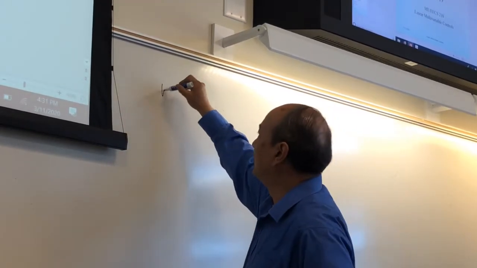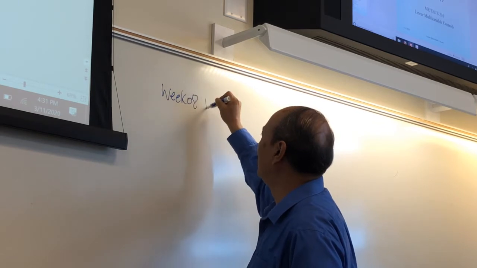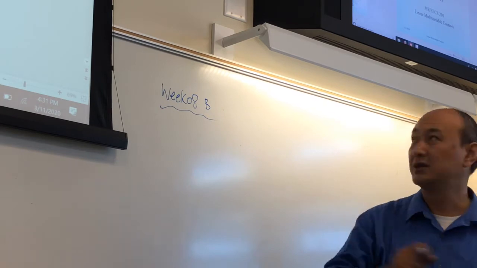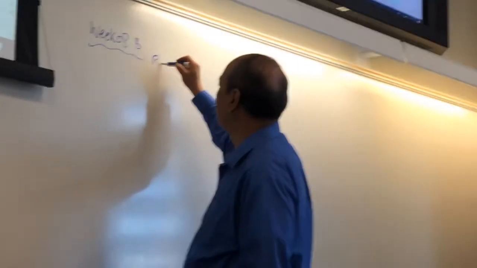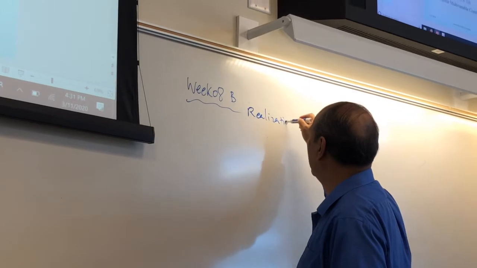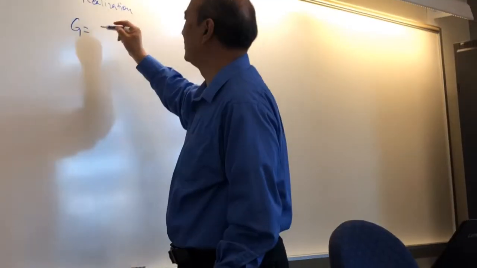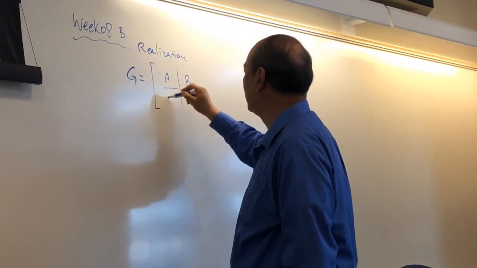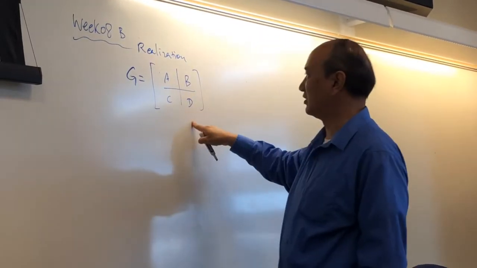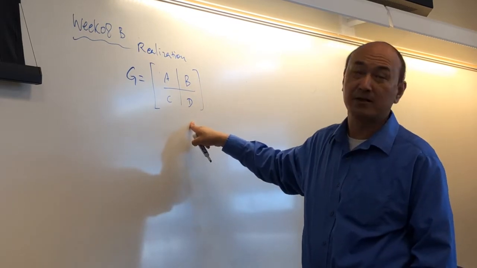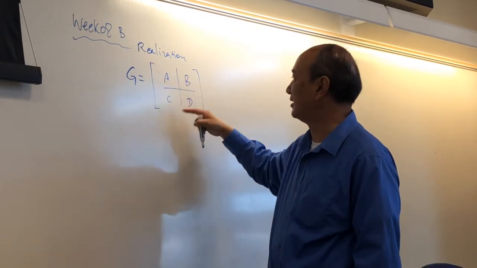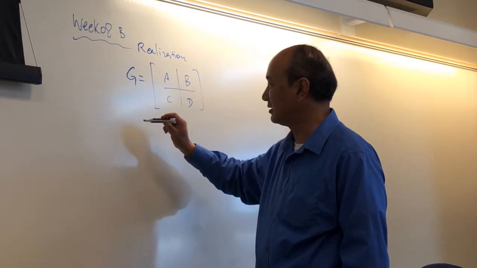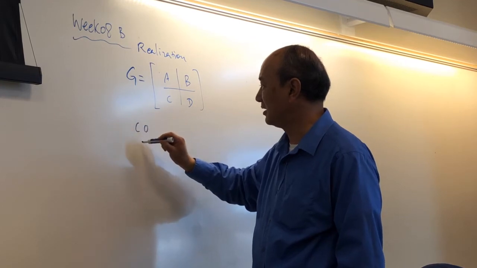So week number 8B, okay? So that is week of realization. We find out that the G can be written as kind of A, B, C, D. This is a compact notation widely used in robust control. So you basically say this is a realization of G, okay? So we talked about 4 different types.